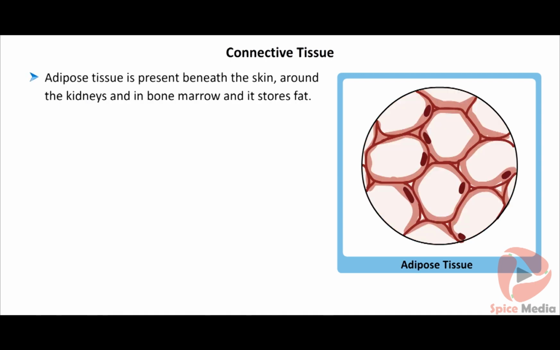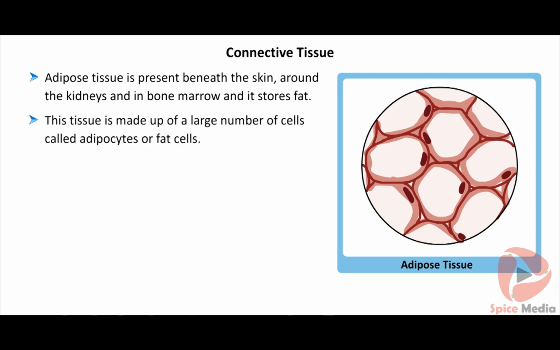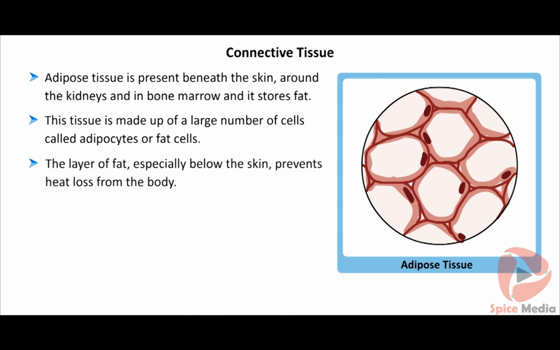Adipose tissue is present beneath the skin, around the kidneys, and in bone marrow, and it stores fat. This tissue is made up of a large number of cells called adipocytes or fat cells. The layer of fat, especially below the skin, prevents heat loss from the body.